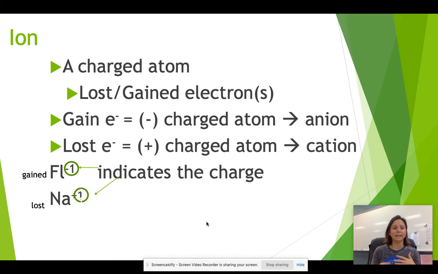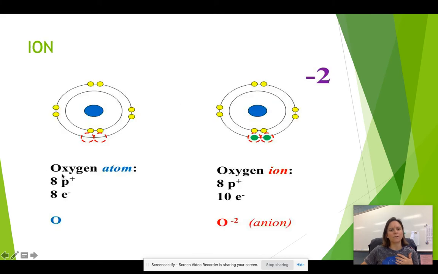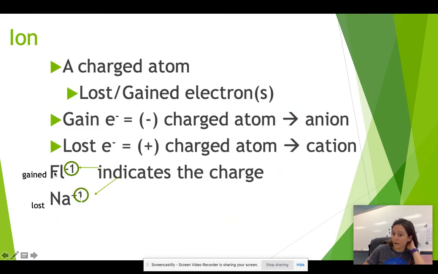And we indicate ions with this little charge symbol over here. I don't know why there's an FL there, I'm sorry, that should just be F. If I gain a negative charge, I gain an electron, like fluorine here, it would be -1. But sodium, on the other side of the periodic table, will lose an electron, so it would be a positive charge, and we put these up in a superscript position. And we saw that on the PhET Build an Atom model.